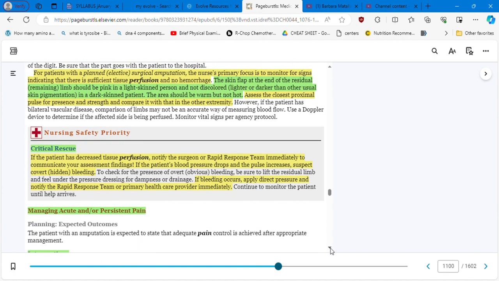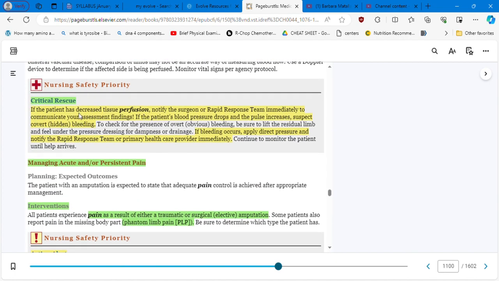Okay. So critical rescue: if the patient has decreased tissue perfusion, notify the surgeon or the rapid response team immediately to communicate your assessment finding. If the patient's blood pressure drops and the pulse increases, suspect hidden bleeding, right? The pulse increases, meaning tachycardia, and the blood pressure drops, so you suspect bleeding. If bleeding occurs, apply direct pressure and notify the rapid response team or primary healthcare provider immediately.